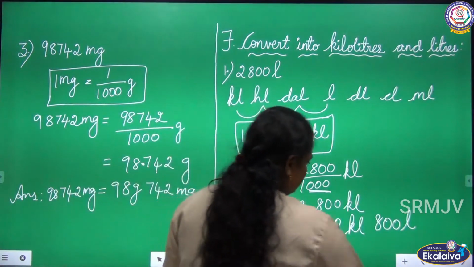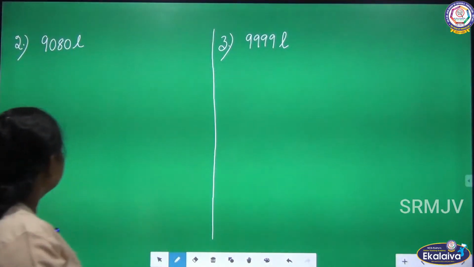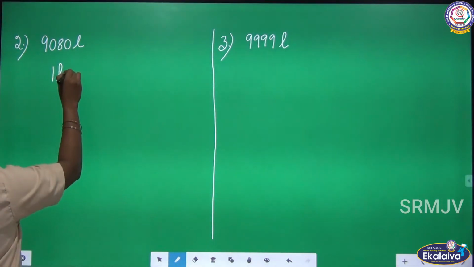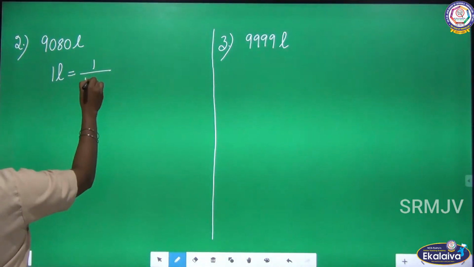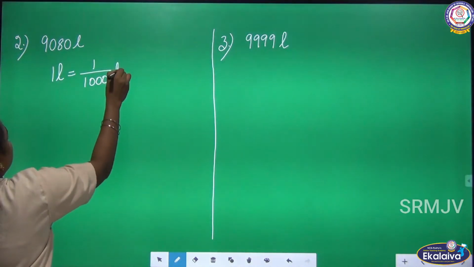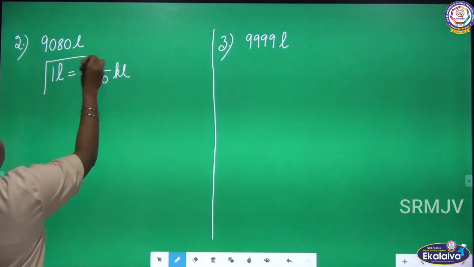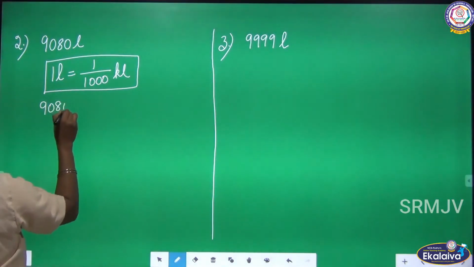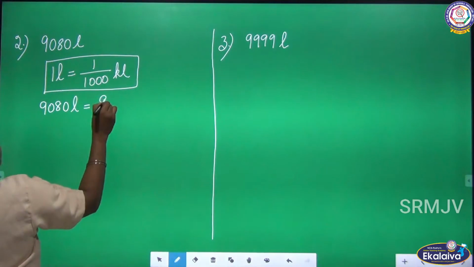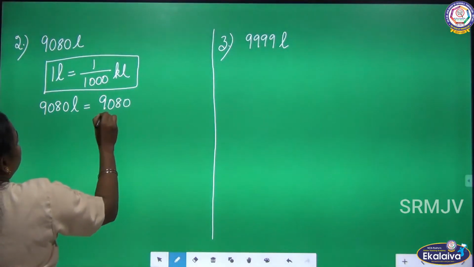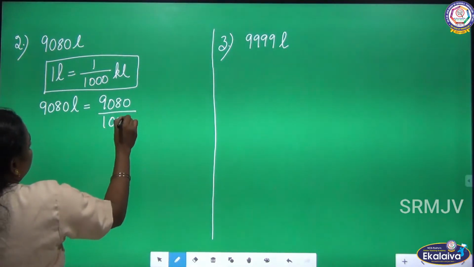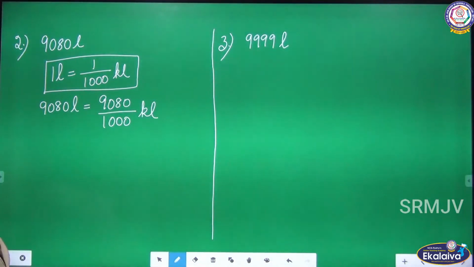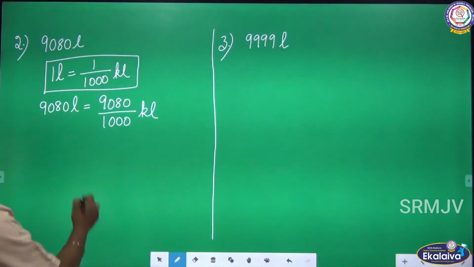Next one, same, we are going to convert liter into kiloliter. So 1 liter equal to how many kiloliters? 1 liter equal to 1 by 1000 kiloliter. So 9080 liter equal to 9080 by 1000 kiloliter. See here also in the denominator 1000, so we should leave 3 decimal places.